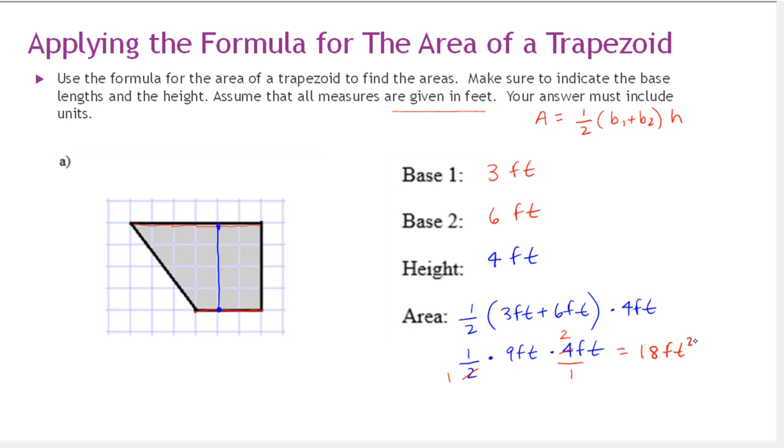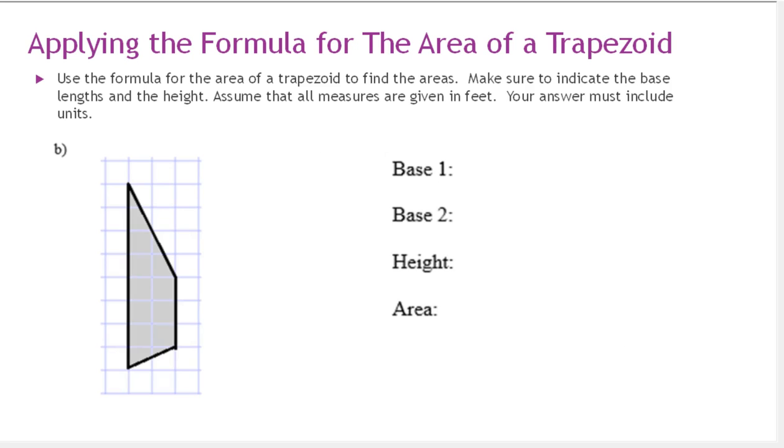Okay. Let's look at another one. Now, notice this one looks like it's tilted on its side compared to the last one. But this is in fact a trapezoid. This side and this side are parallel, so those are going to be our bases. Okay, so again, you need to use the parallel sides for the bases. So let's count this side. 1, 2, 3, 4, 5, 6, 7, 8 units, and our units are feet. And this side has a length of 1, 2, 3 feet.